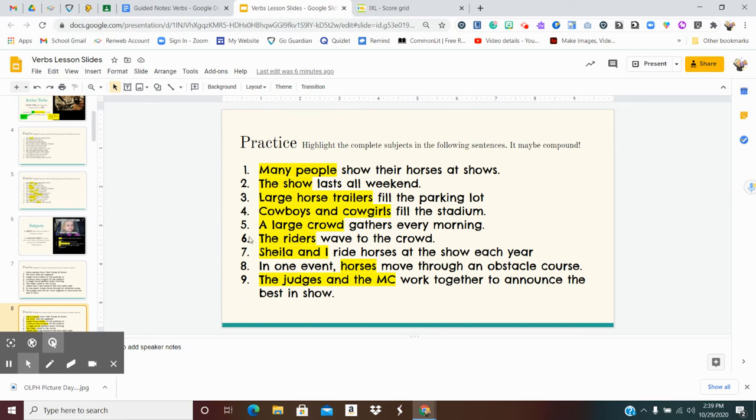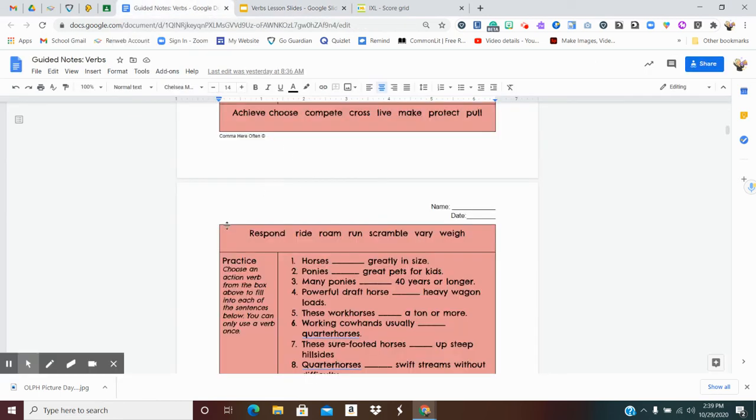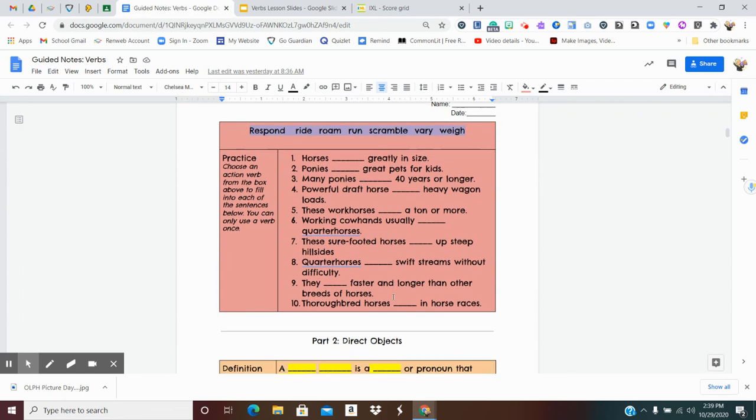To finish off this lesson, you're going to continue practicing on your own guided notes. You'll see a practice box that says choose an action verb from the box above to fill into each of the sentences below. You can only use a verb once. So you'll choose a verb from this box here to fill in to the 10 sentences that you have here. Please do this now.